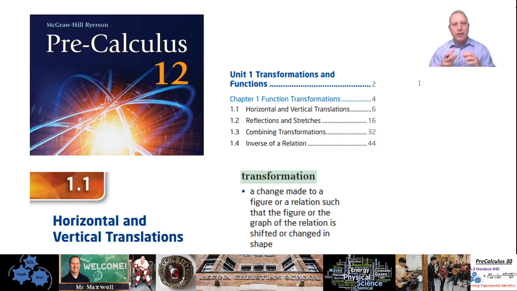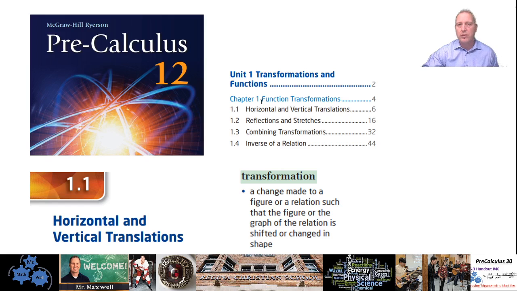This is Pre-Calculus 30 from the McGraw-Hill Ryerson Pre-Calculus 12 textbook, and we are talking about Unit number 1. This is the review of the whole chapter. So I'm going to go through all the sections in Unit 1 really briefly and just talk to you about the highlights of this chapter.